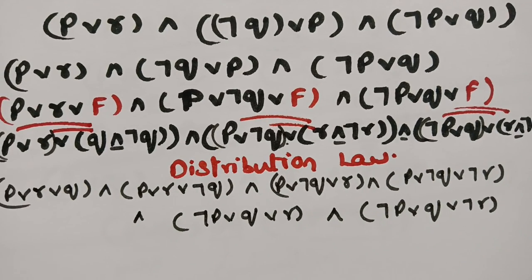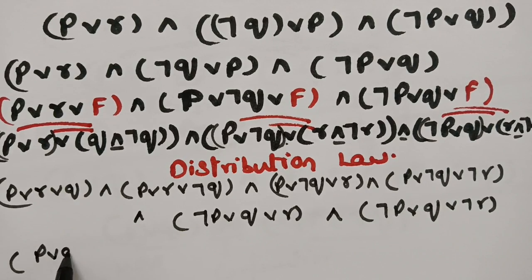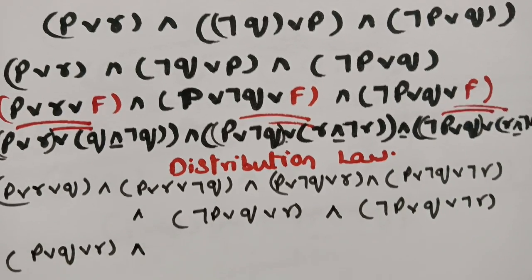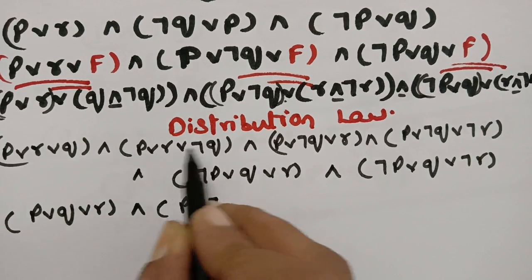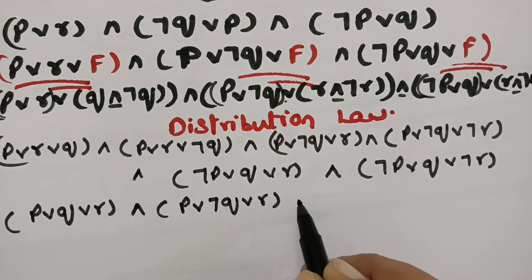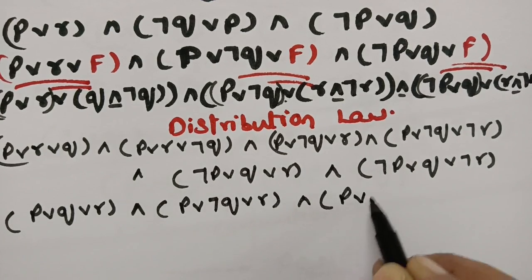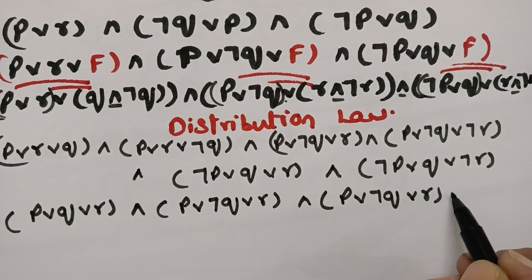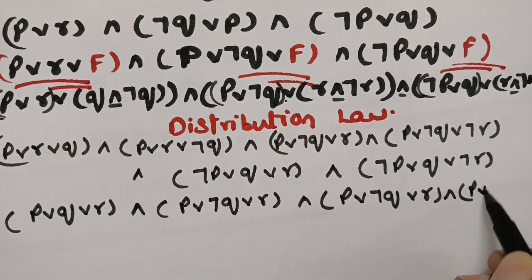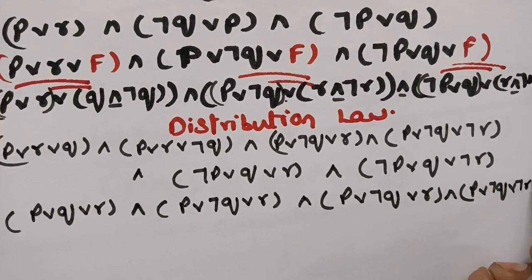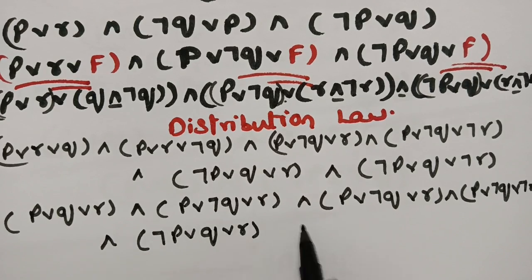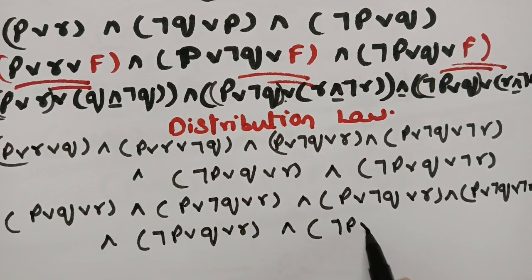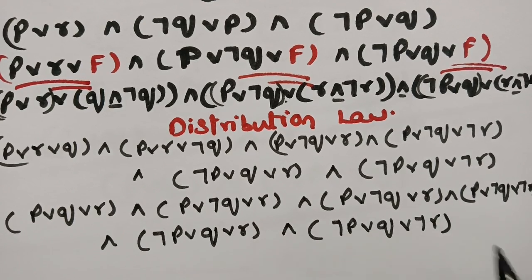Clear? And if I write P Q R in a proper order, this will be P or Q or R, and next one, P or negation Q or R, and here this one, that is P or negation Q or negation R, and this is negation P or Q or R, and this is negation P or Q or negation R.